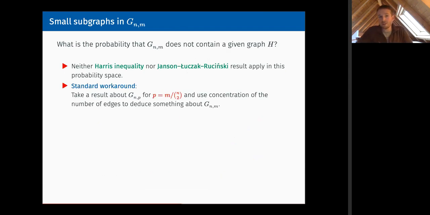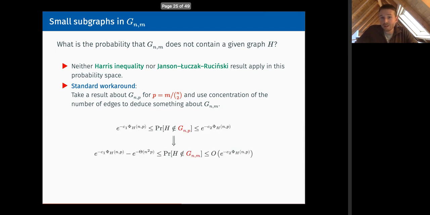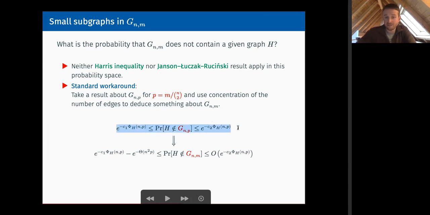Okay, so let's look in more detail now at the G(n,m) case. First thing to notice is that neither the Harris inequality nor the Janson-Łuczak-Ruciński results apply directly in this probability space. Now, there is a standard workaround, and that's what I said before. Instead of looking at G(n,m), we look at G(n,p) with p being m over n choose 2, and use concentration of the number of edges to deduce something about G(n,m). This is what we had from before. Now to transfer that to G(n,m), it turns out that the upper bound transfers more or less in the same form. So we'll have some constant C in front of this expression, but that doesn't really matter.